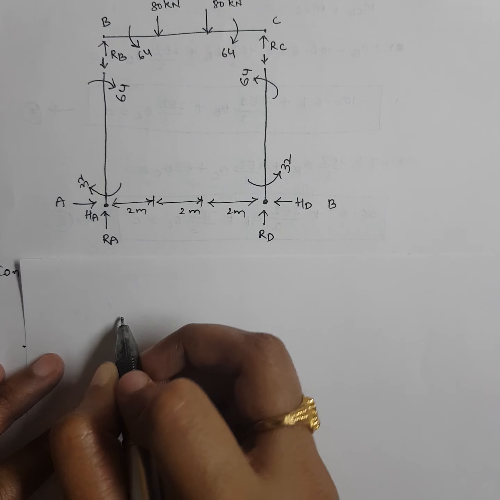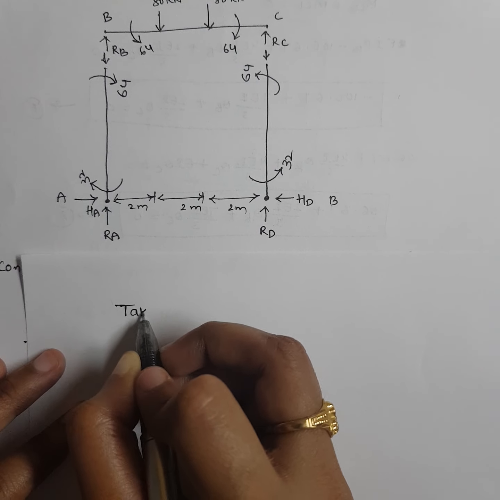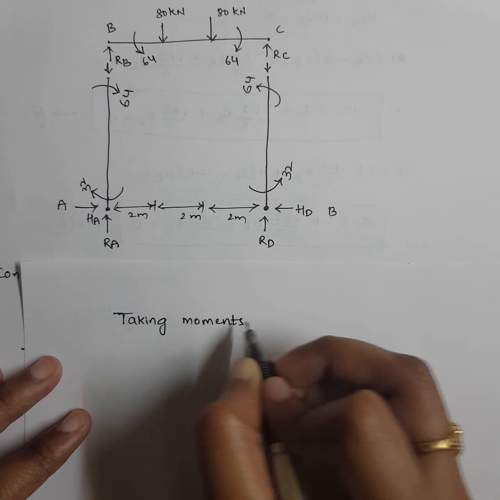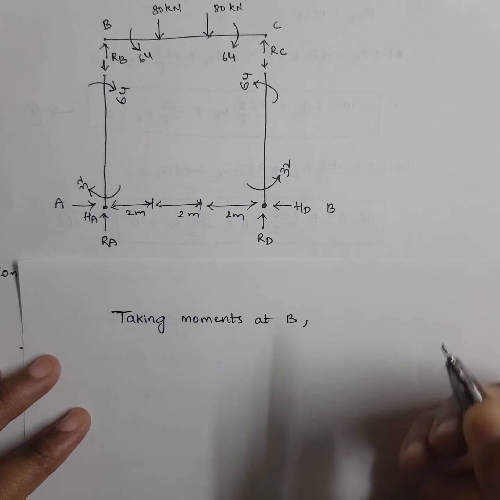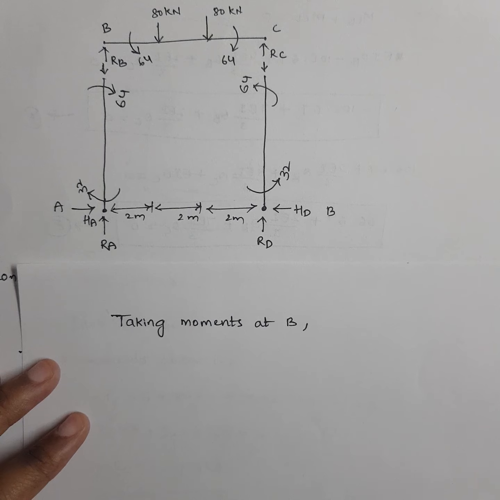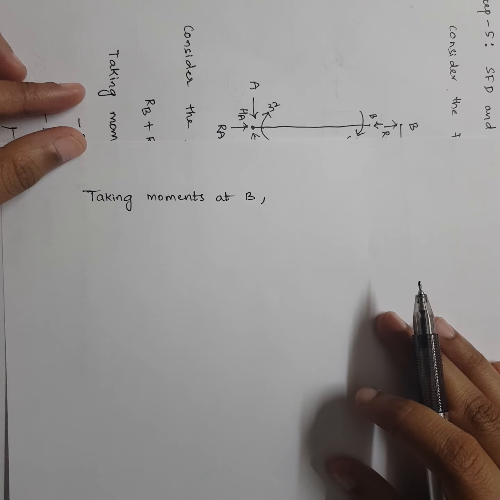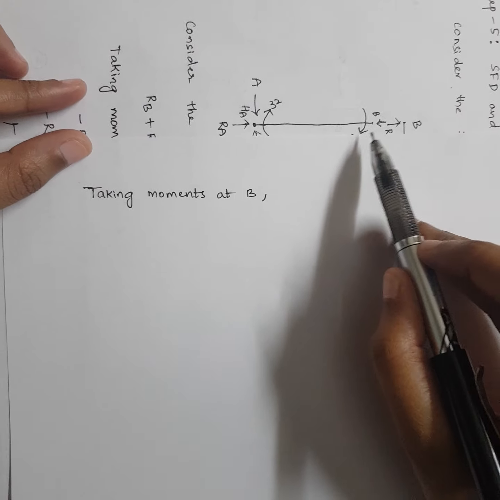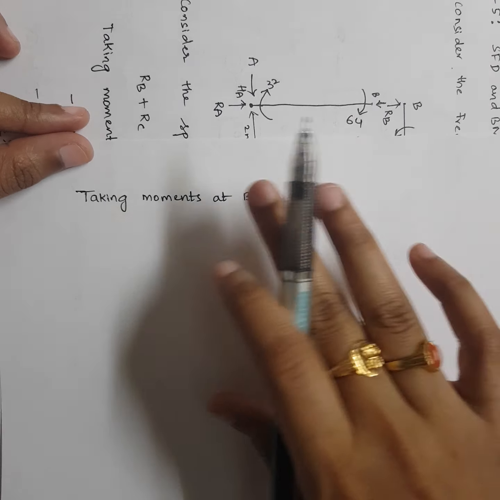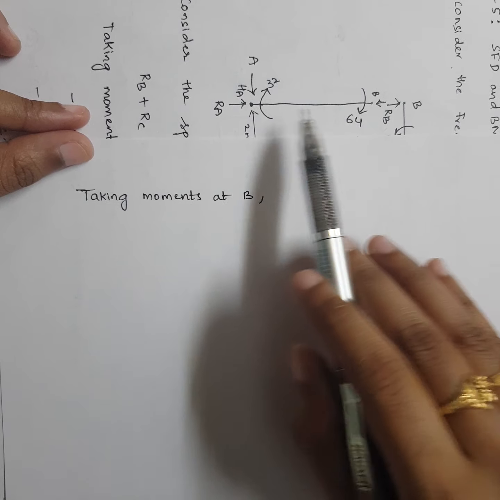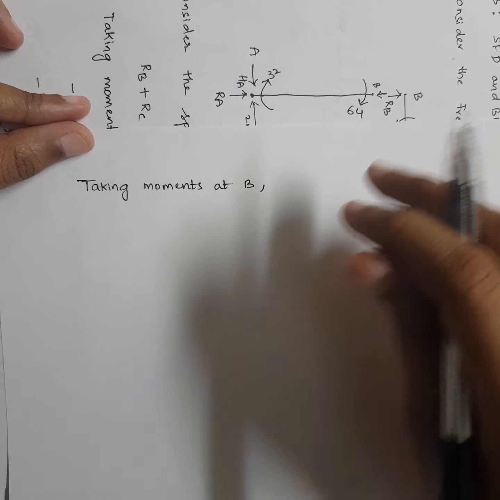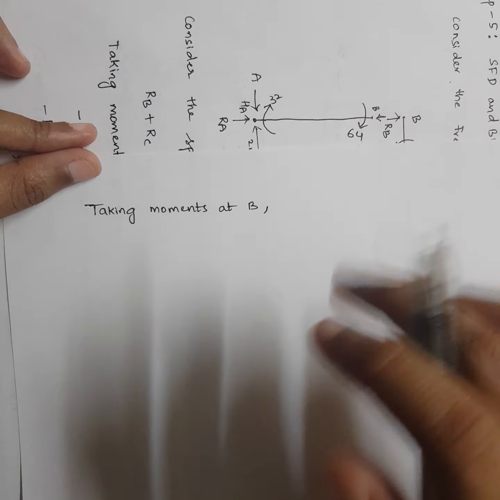So now, taking moments at B, take moments at B. Just make sigma MB equal to 0. So I'll write moments at B and make sigma MB equal to 0 as I've told you. For your easy understanding, I've just turned the paper so that it's easy to write the moments now. Here I've written B, and now I want moments at B.